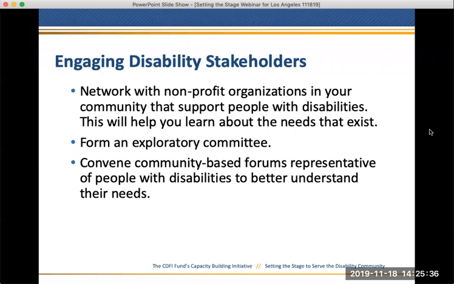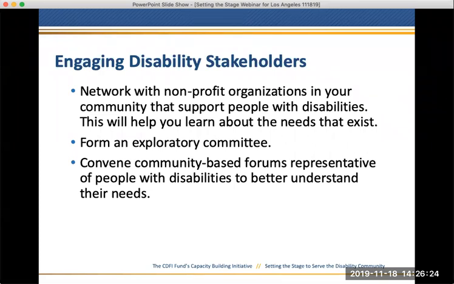So some of our recommendations include networking with nonprofits in your community that support people with disabilities. Another recommendation we have is forming an exploratory committee. So if you're interested in serving this market, it would be a really good idea to engage disability community leaders in that effort. Consider having a co-chair for the committee that is a disability leader and craft a shared agenda on what you aim to achieve. Other suggestions include convening community-based forums, such as focus groups, representative of people with disabilities. Engage specific disability organizations, such as an independent living center, vocational rehabilitation, or other nonprofits to explore how your services may help to meet the needs.